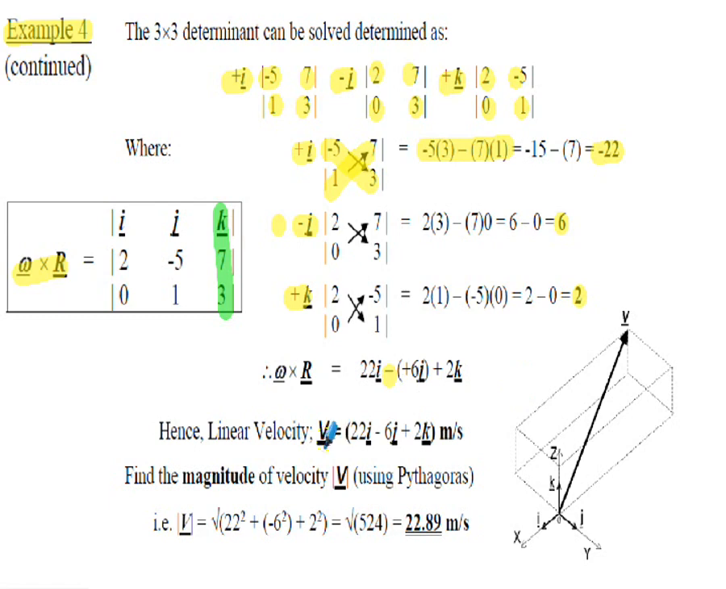What you should end up with is v, which equals omega r, is 22i minus 6j plus 2k meters per second. That's the velocity in terms of the unit triad. If you want to find the magnitude of the velocity, again we use Pythagoras theorem. So applying Pythagoras theorem to the above vector is 22 squared plus the minus 6 squared plus the 2 squared, all square rooted, gives us a value of 22.89 meters per second.